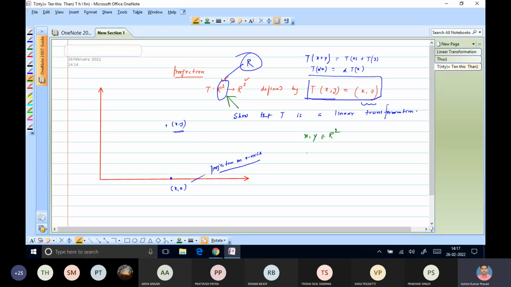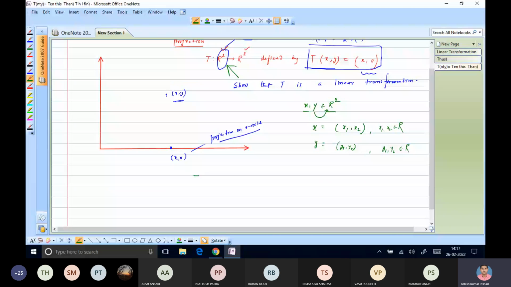Because x is a point of R square, x can be written as the ordered doublet of reals. So I can write x1, x2, where x1, x2 are real numbers. Similarly, y is a member of R square, so I can write y as the ordered doublet y1, y2, where each yi is a member of R. Okay, now let us see what we can do.